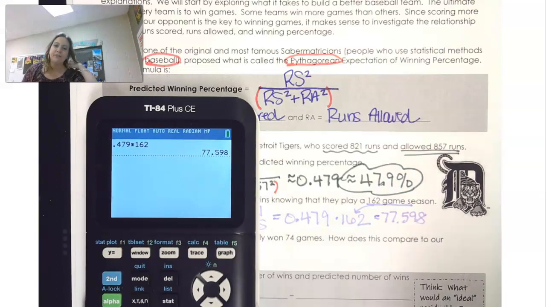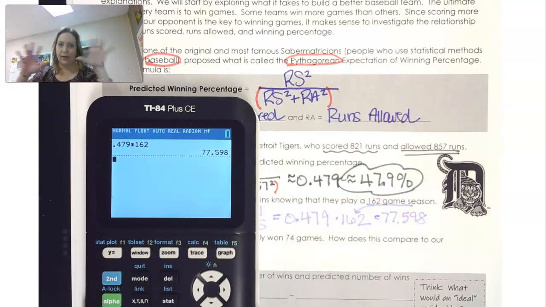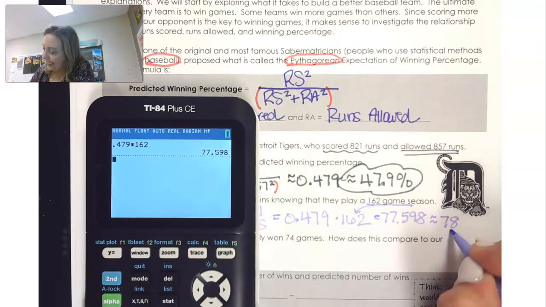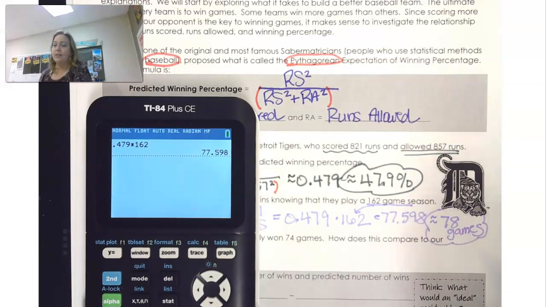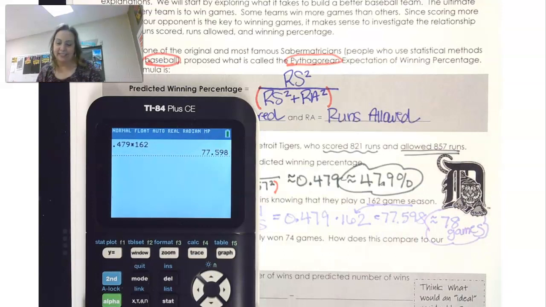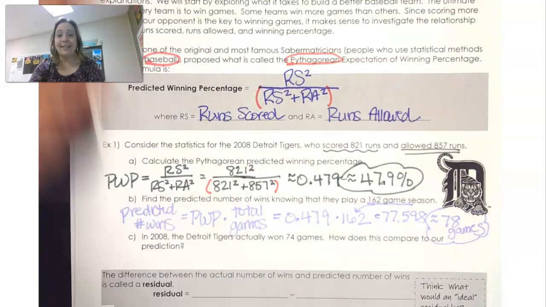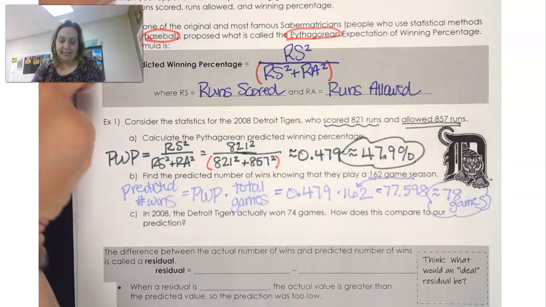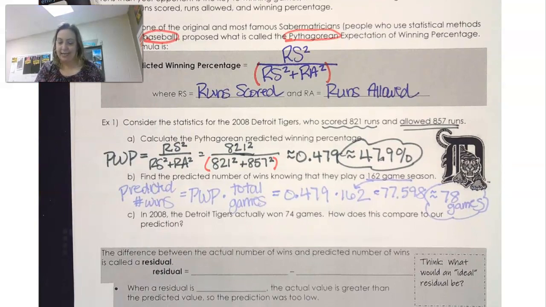77.598. And there are different schools of thought about rounding. We're just going to practice traditional rounding rules. And this 5 is going to bump that up to 78 games. Okay. So we'd expect them to win 78 games. So that's the prediction that this would make. Well, what actually happened back in 2008? The Detroit Tigers actually won 74 games.